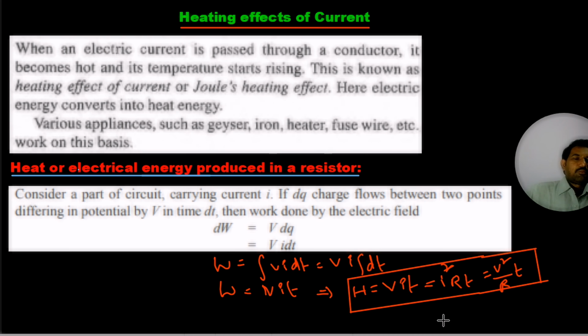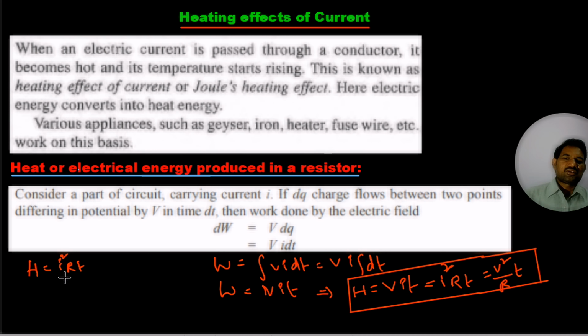But if the same two resistors are connected in parallel, then you know the potential difference will be constant, so you can consider this expression. V is constant, so H is inversely proportional to R. So that depends on the given situation, whether we need to take V square by R into T, or VIT, or I square RT. But basically this I square RT is what we call the Joule's heat expression, or Joule's law.